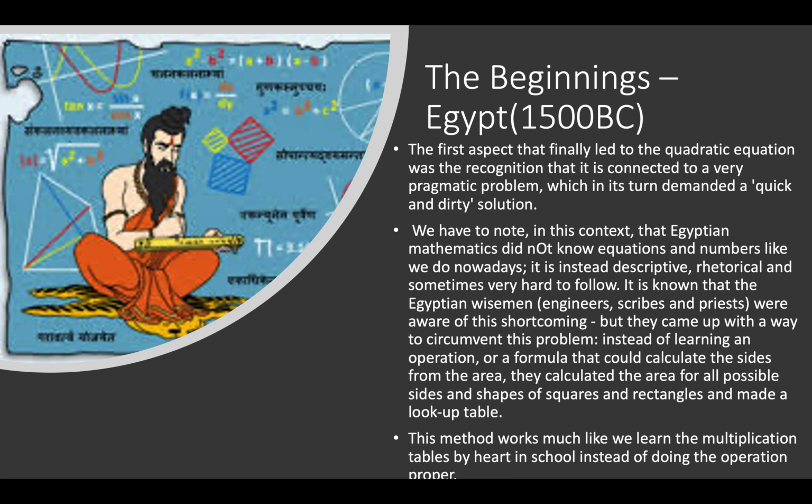Instead of learning an operation or a formula that could calculate the sides from the area, they calculated the area for all possible sides and shapes of squares and rectangles and made a lookup table. This method works much like we learn the multiplication tables by heart in school instead of doing the operation proper.